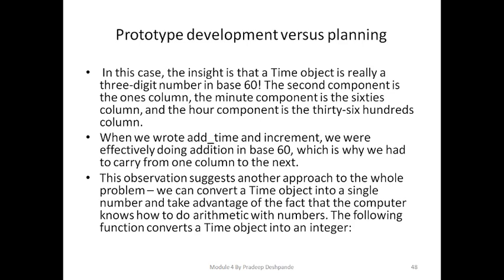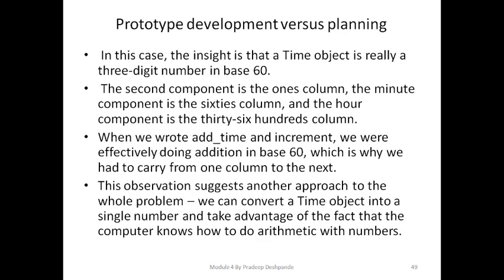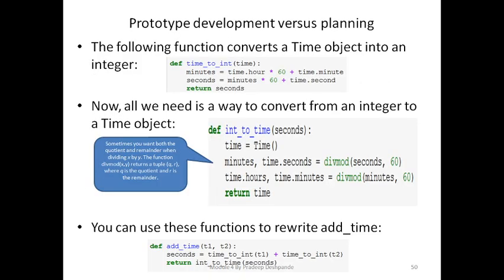So the total time can be converted into a single number. Vice versa, we can also convert a single number into a time. Let us see this. This is one function we have written here that converts the time object into an integer. This function converts the total time into one single integer.